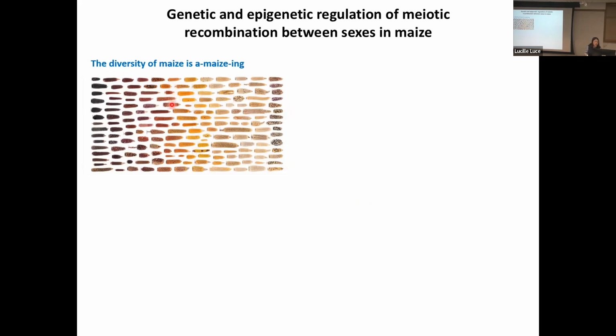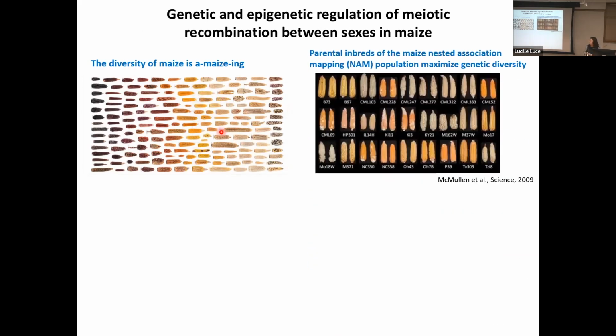You can see the diversity of maize is amazing. You can see there are such large diversities. So later on, we used the 25 NAM founder lines because they are pretty diverged. They can explain 85% of the maize population genetic diversity. That's why we use these 25 NAM lines.